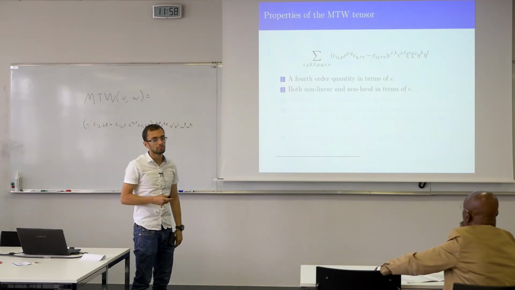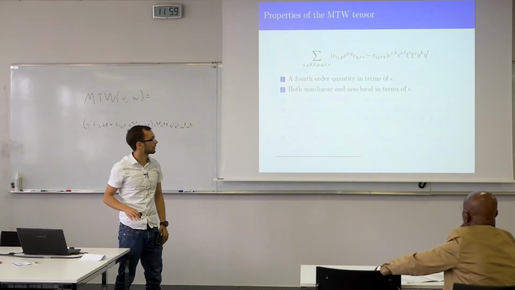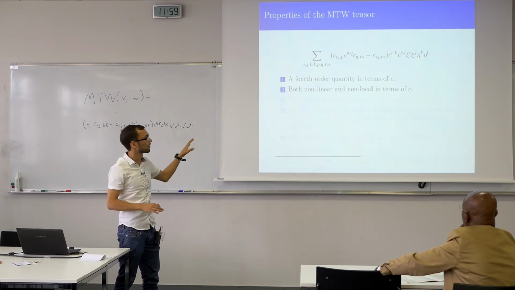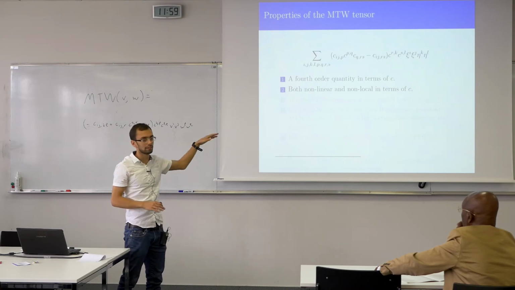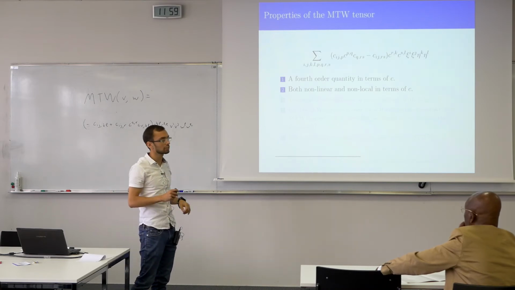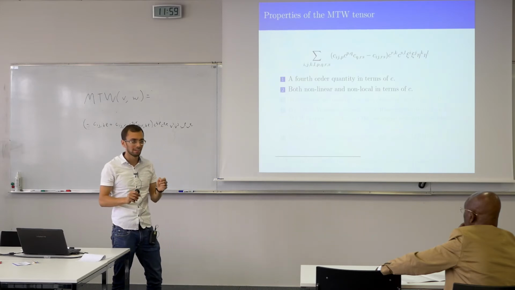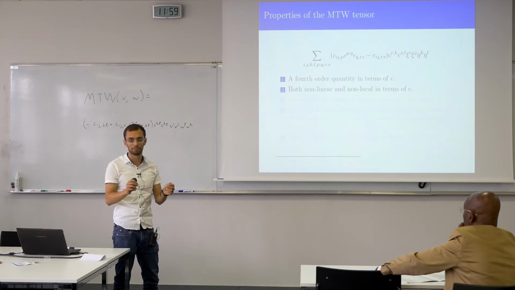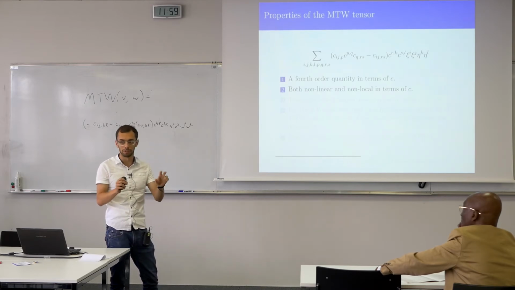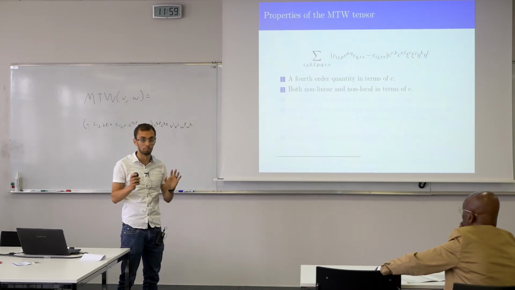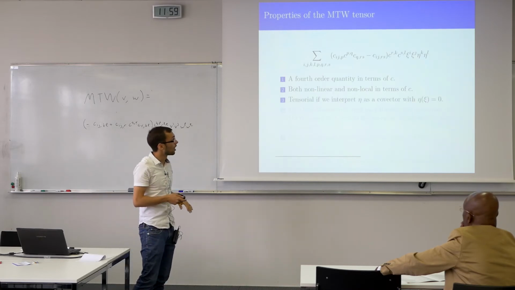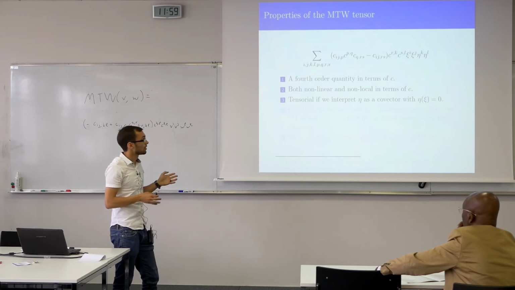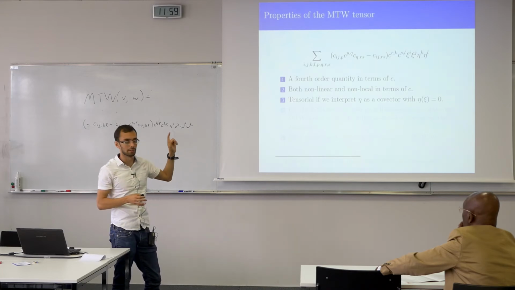Okay, so let's review some properties of this. First off, it's fourth order, right? There are four derivatives. It's nonlinear in C. It is very complicated. It's actually non-local, and what I mean by that is that it depends both on x and on y. You can't figure out what it is solely from knowing it in a neighborhood of x, which makes it really difficult to study. It's actually tensorial so long as we interpret eta as being a covector instead of a vector.